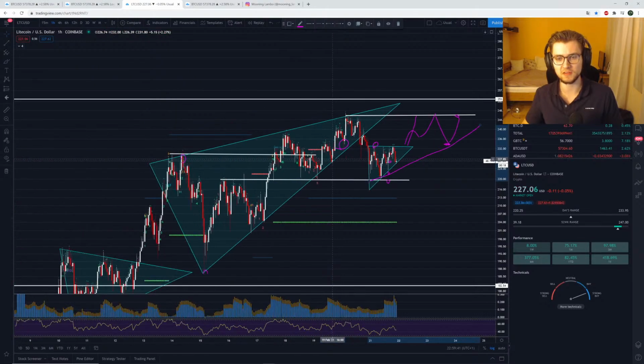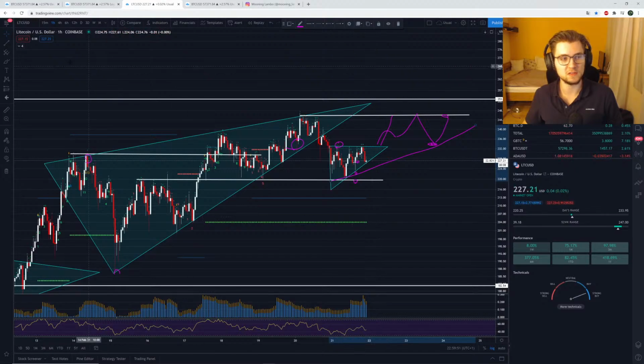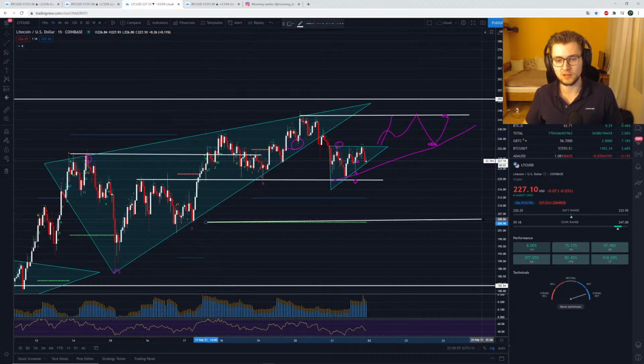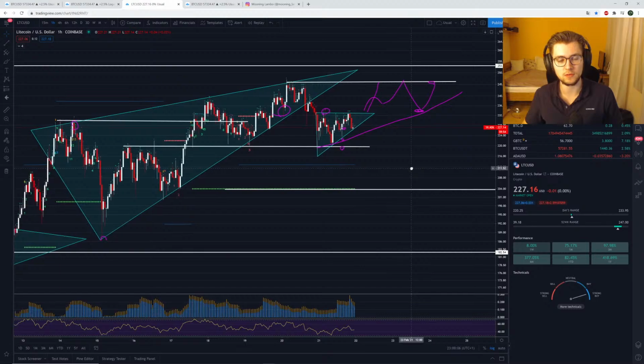Yeah, so this is my Litecoin analysis, but all of this depends upon this seeing follow through to the upside. If it doesn't, then we can still go to a significant support target, which, as I said, is around $203 to $200. There is significant support below there or down there.